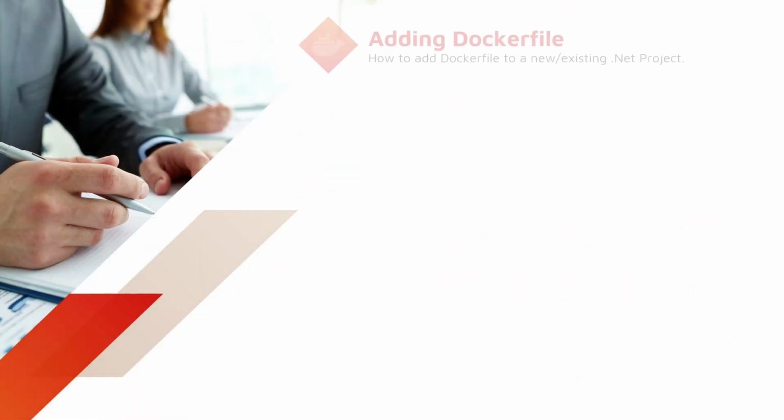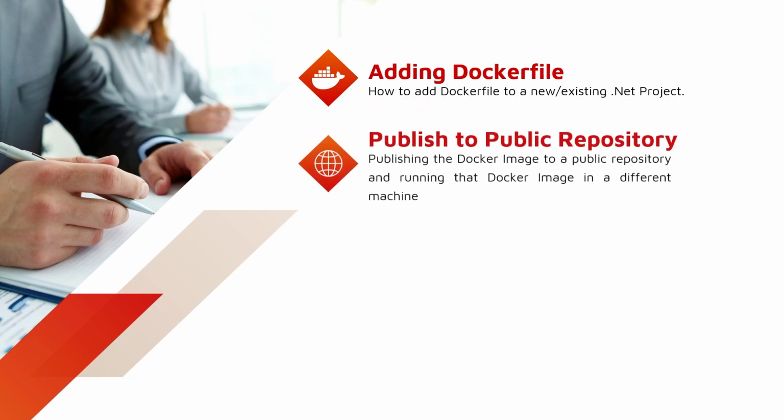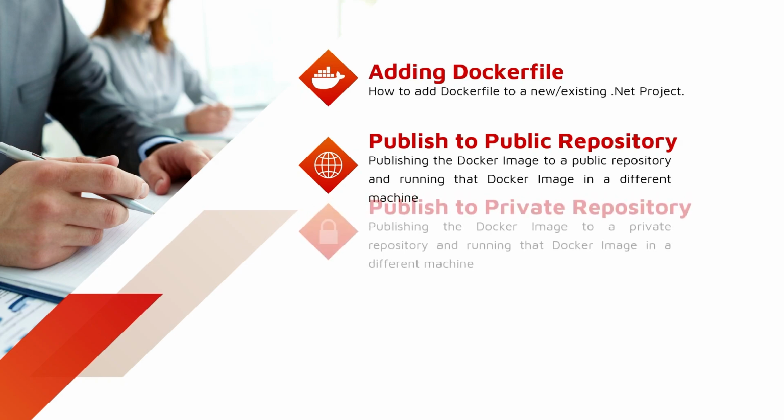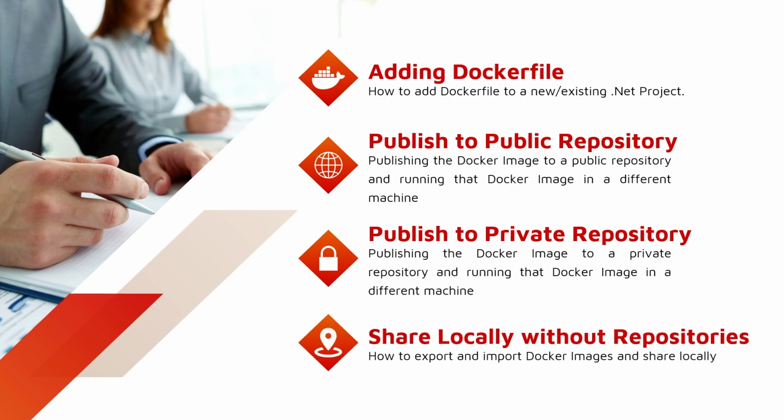The topics covered in this video are adding a Docker file to a new or existing .NET project, publishing the Docker image for our .NET application to the public repository of Docker Hub and running that Docker image in a different machine, publishing the Docker image to a private repository and running it in a different machine, and sharing the Docker image locally without using any repositories. We'll just save the Docker image from the development machine and load it in a different machine to run it.